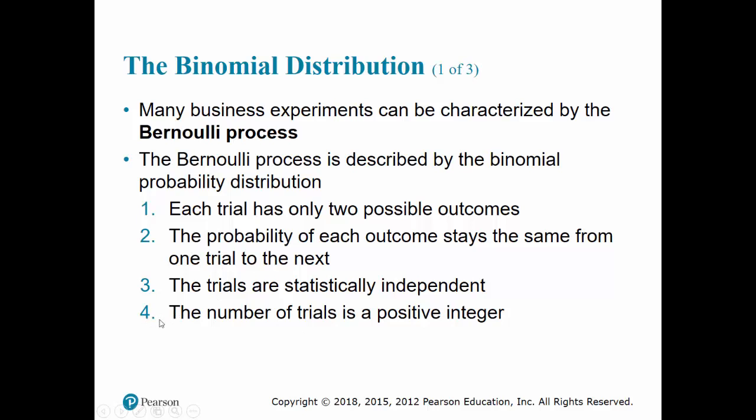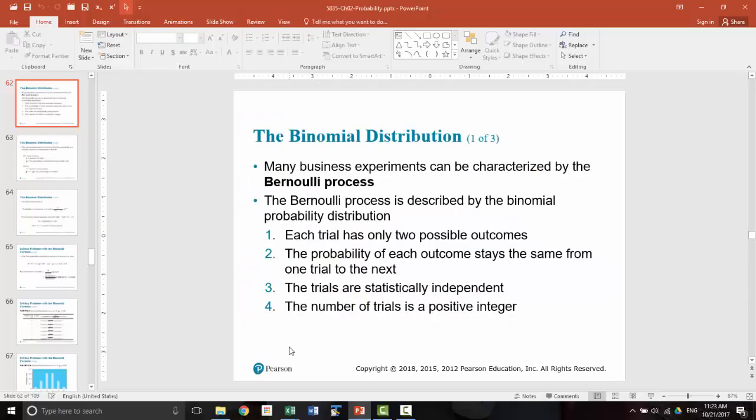The third requirement, which is listed here as 4, is that you must have a fixed number of trials. For this process to be a binomial distribution process, you need to know how many times you're going to try: 5 times or 10 times or 15 times. It has to be a positive integer. If these three requirements are satisfied, then we have a formula that we can use to compute probability, and that formula is called the binomial formula. Let's head over to Excel.